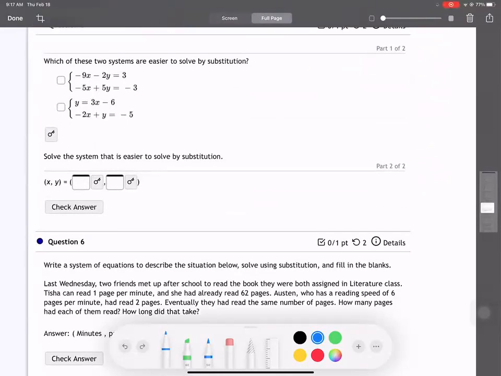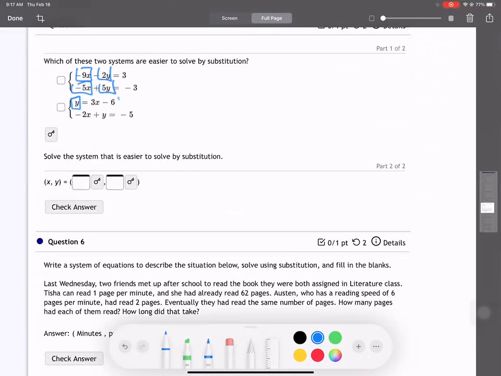Okay, next question is a strategy question. Which of these two systems are easier to solve by substitution? Would it be that x's and y's are still mixed up, or that the y would be separated by itself? The idea of substitution is we're plugging in one equation for another.